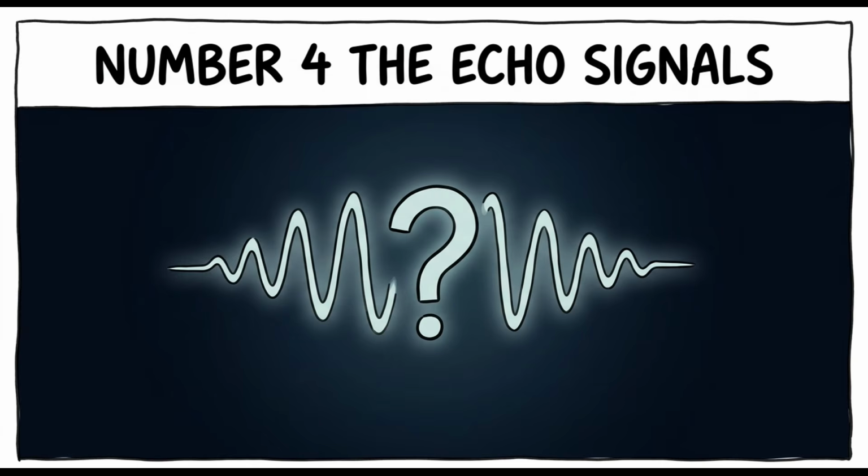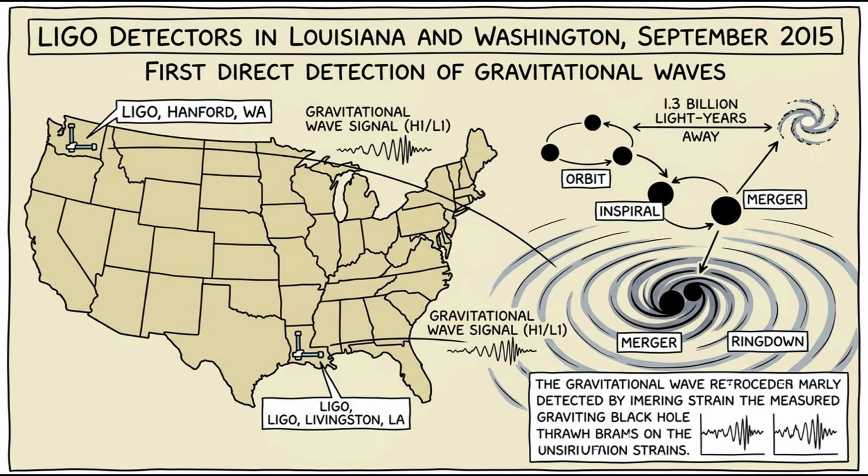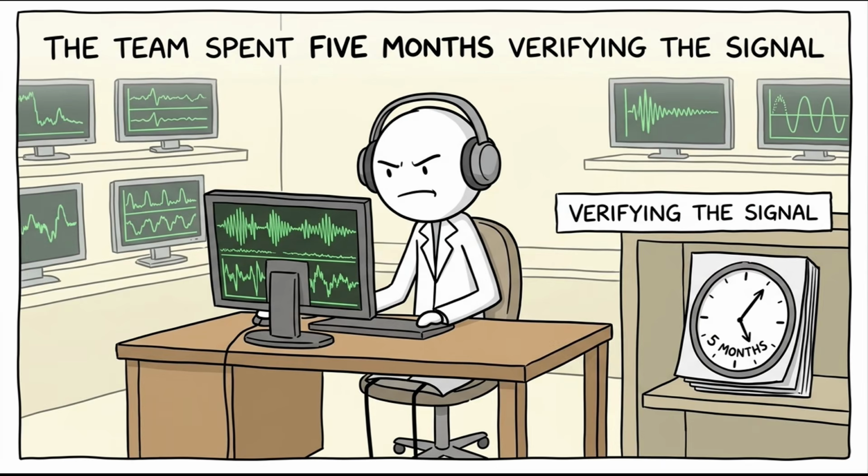Number 4, the echo signals. In September 2015, the LIGO detectors in Louisiana and Washington recorded the first direct detection of gravitational waves, 2 black holes merging 1.3 billion light-years away. The team spent 5 months verifying the signal.